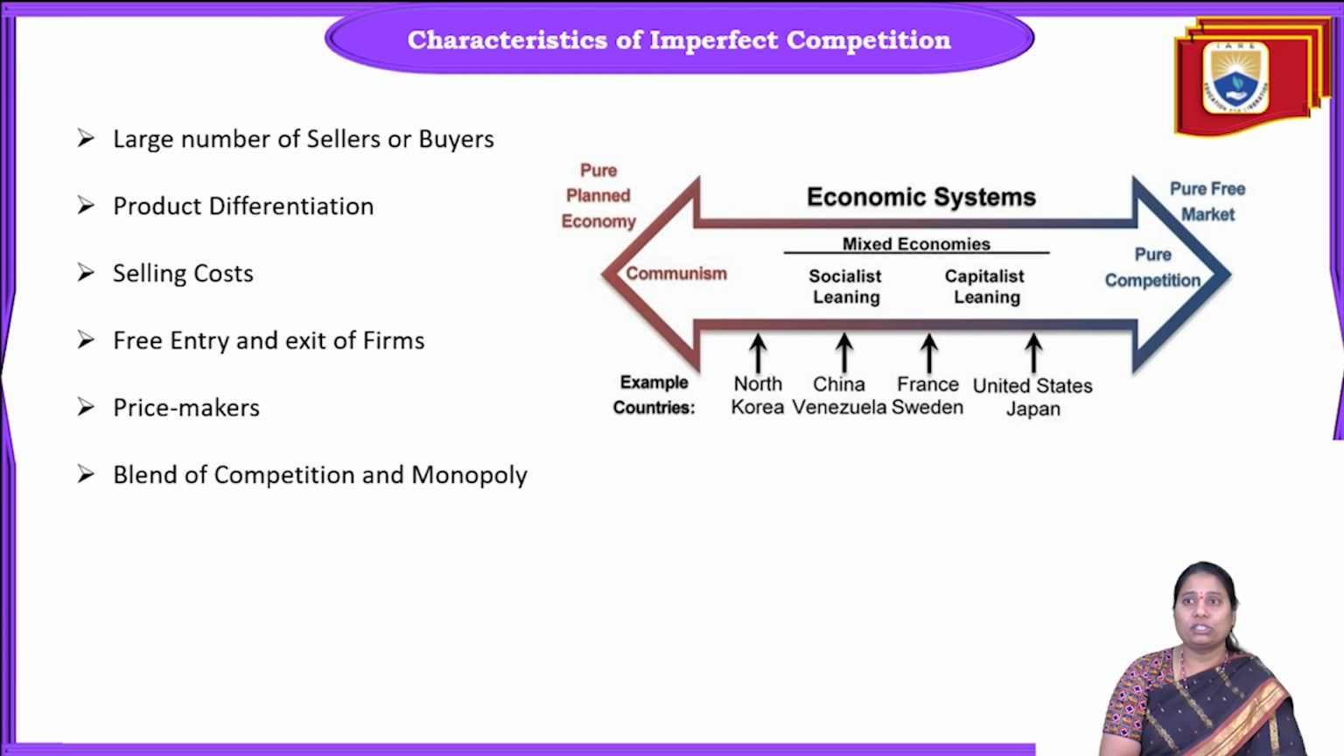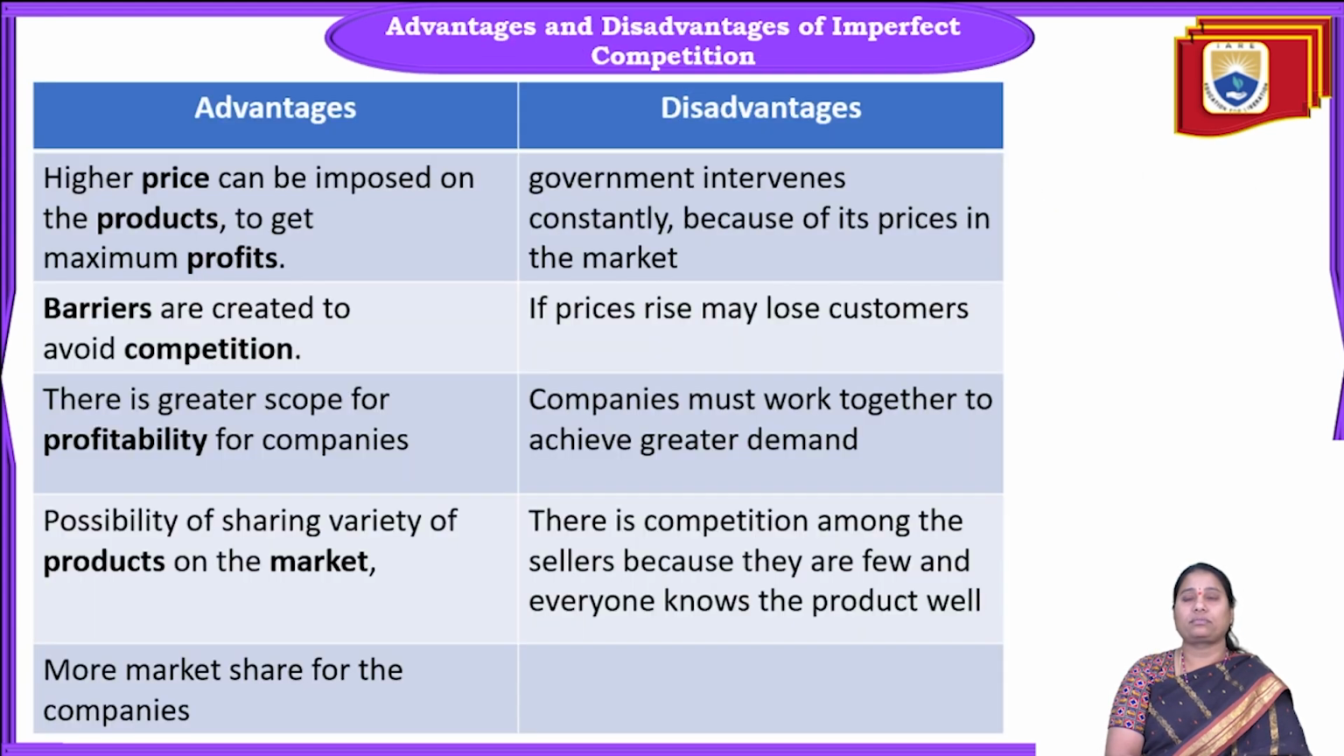France and Sweden also have a capitalistic leaning, and there is also perfect competition. But for pure competition, United States and Japan, as well as North Korea, where communism is there, those are imperfect ones. A pure planned economy we can place here, so imperfect competition will be there. Only in the mixed economy can we say there is perfect competition. There are some advantages and some disadvantages.